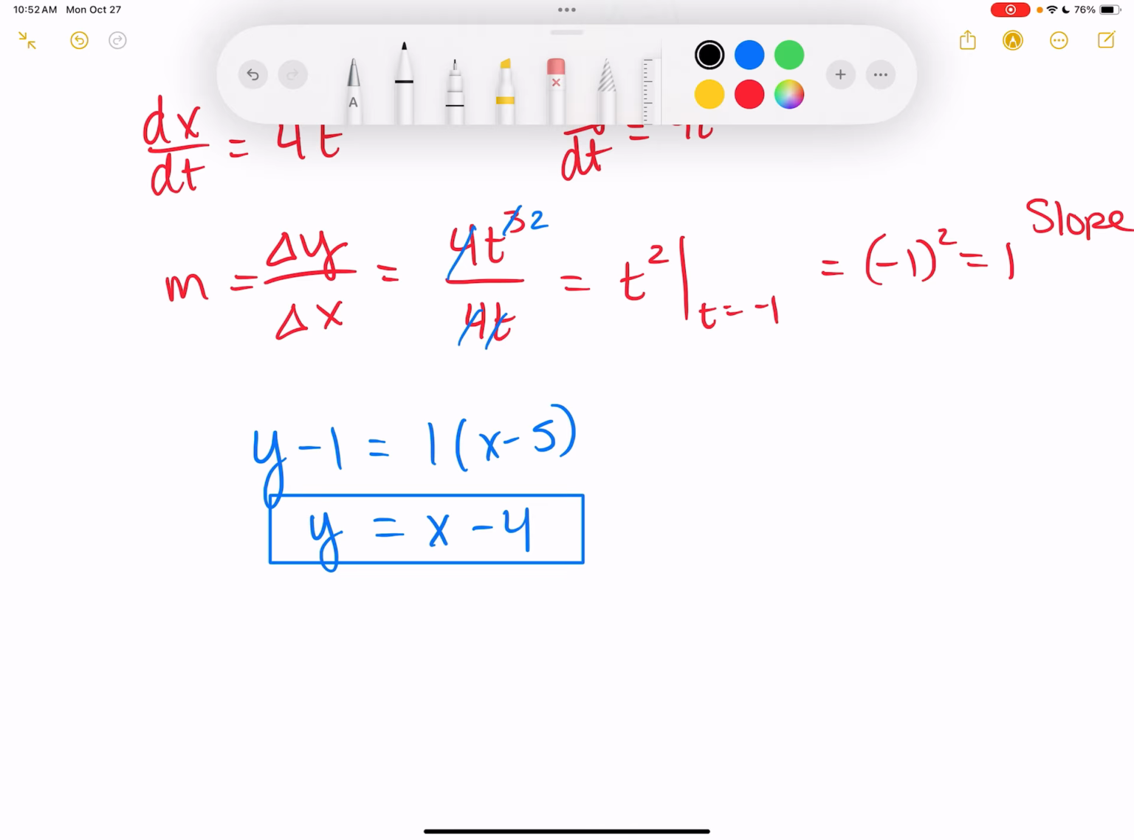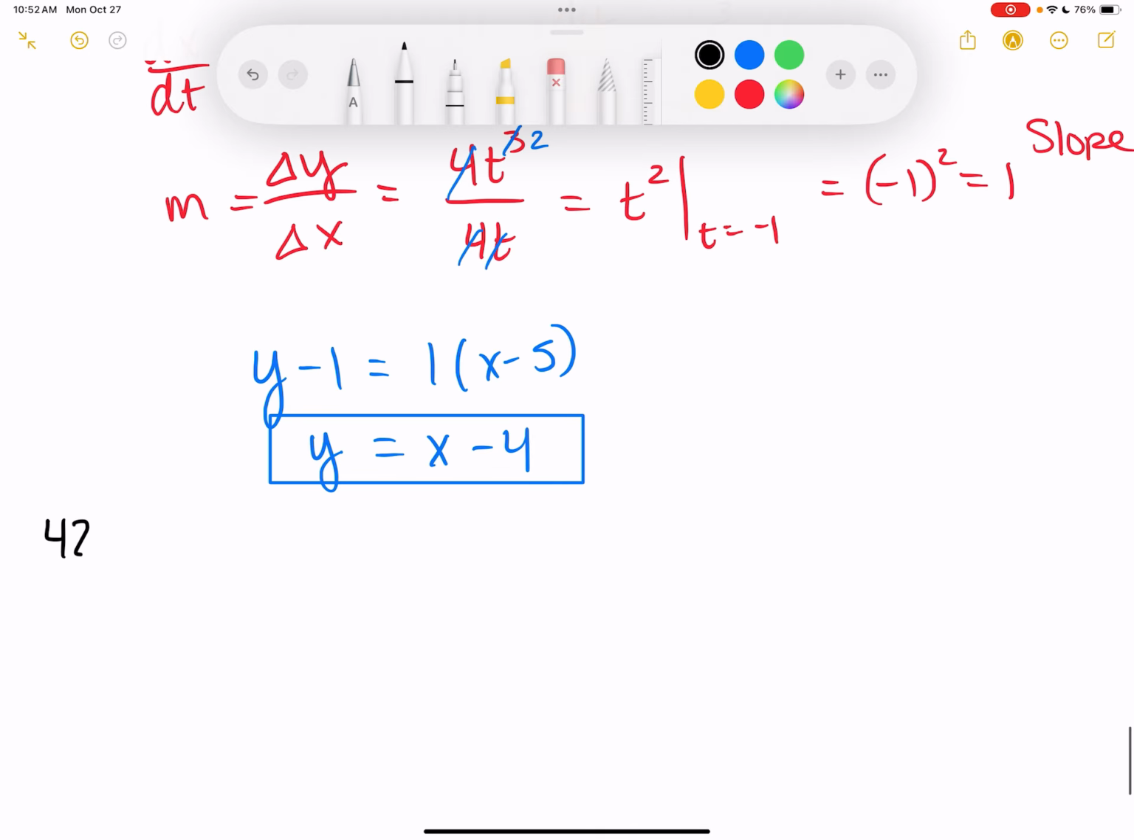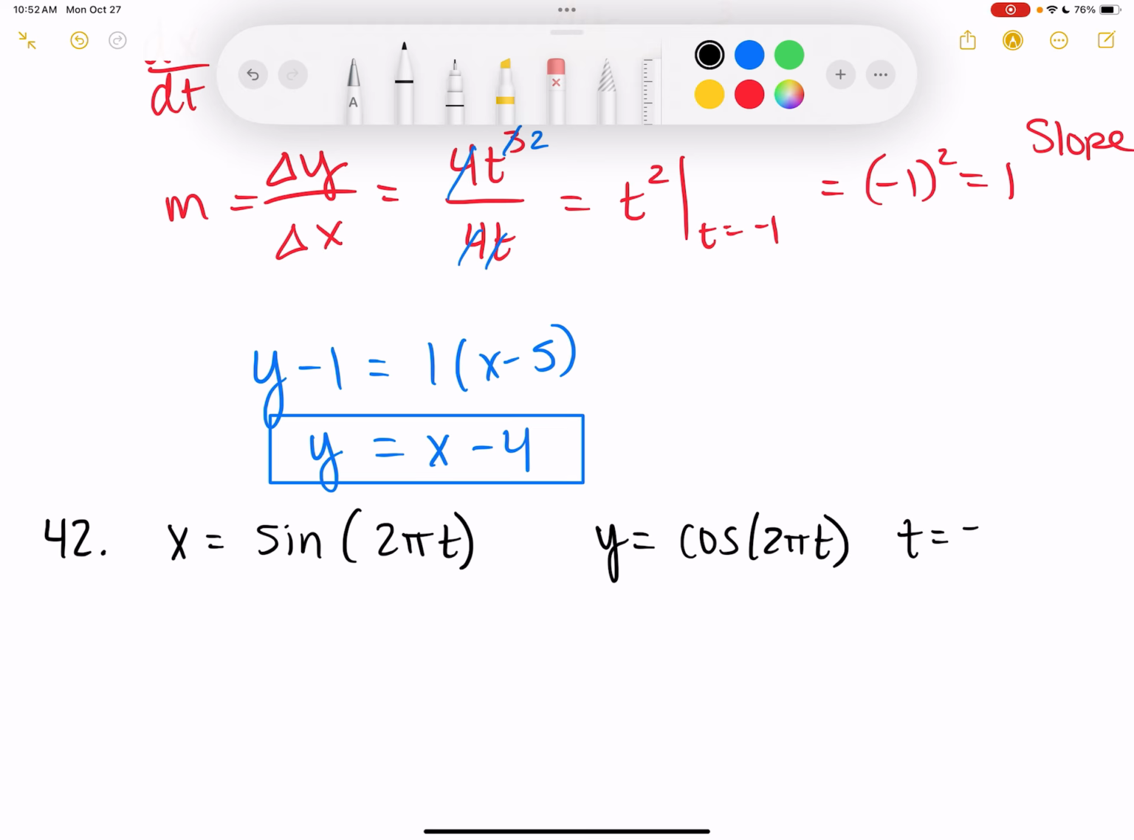So backtracking to 42 now just because it's a trig one. So I've got x is equal to the sine of 2 pi t and y is equal to the cosine of 2 pi t. And we're doing this for t is -1/6. So first I've got to evaluate each of these at -1/6 to figure out what the value is.